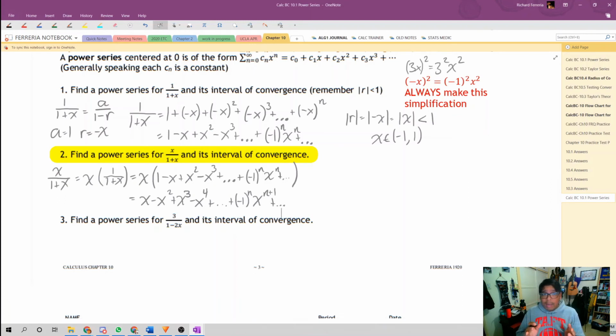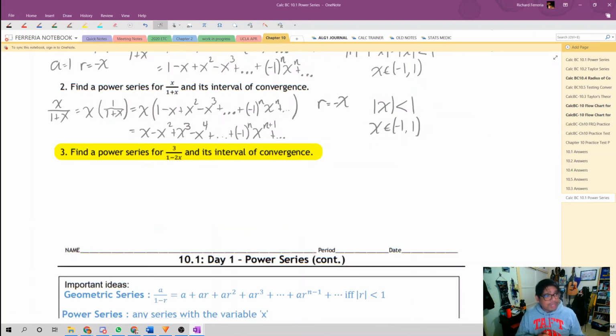For the interval of convergence, r is still negative x, and we've already worked on r equals negative x. So we know the interval of convergence is the absolute value of x is less than 1, or in set notation, x is between negative 1 and 1.